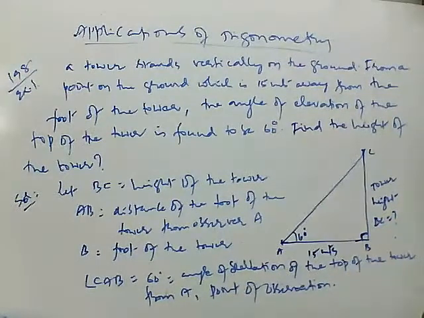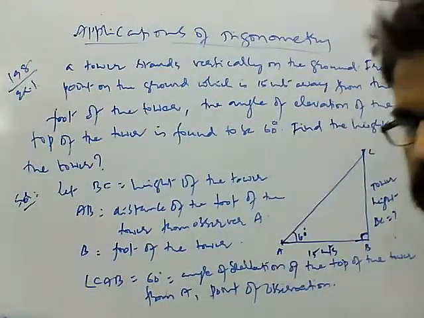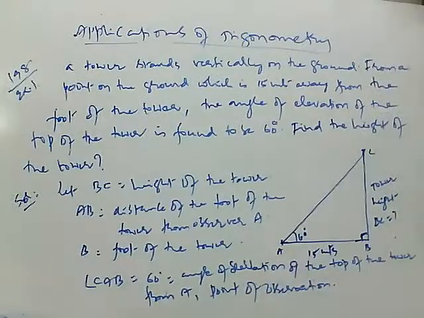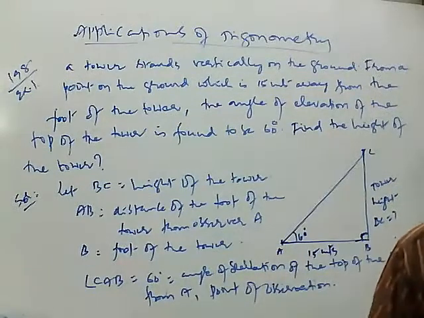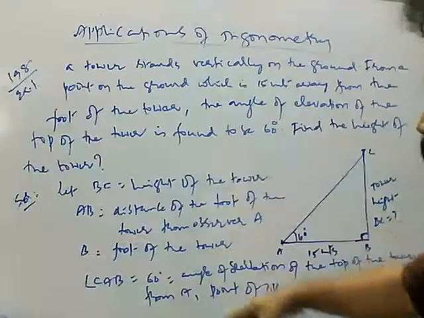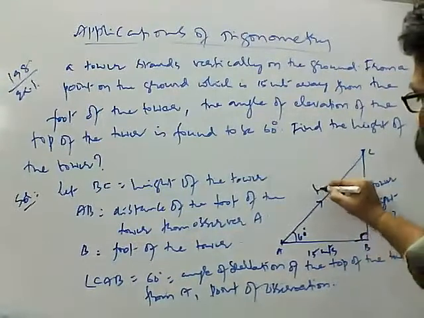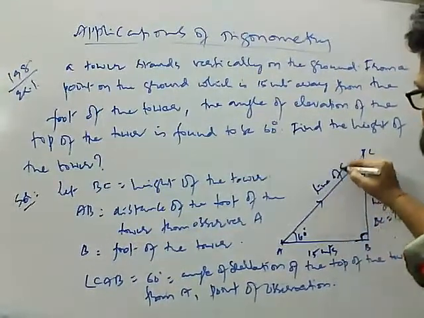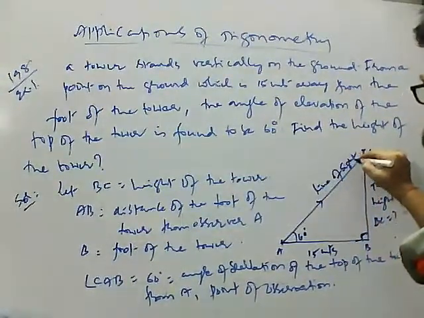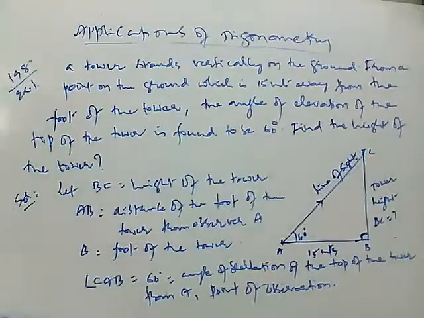So note it down like this; you have to describe the question first. Are you clear? First you have to define all these things according to your figure. Then this is called the line of sight, the line of eyesight.